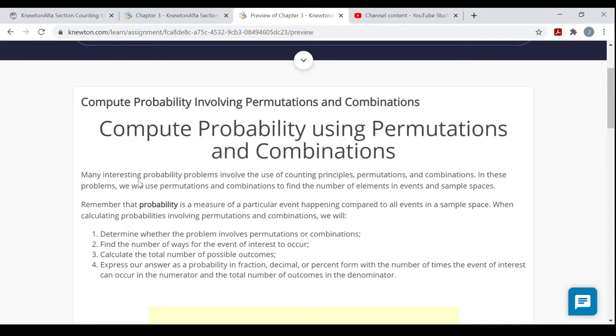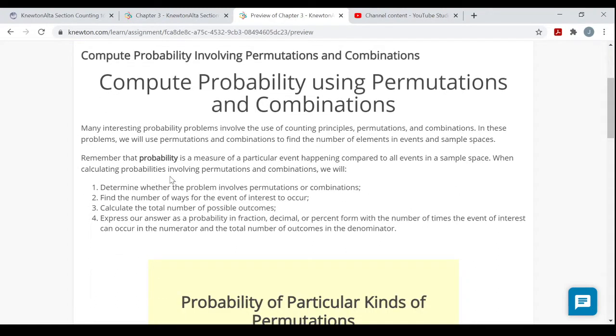Many interesting probability problems involve the use of counting principles, permutations and combinations. In these problems, we will use permutations and combinations to find the number of elements in events and sample spaces. Remember that probability is a measure of a particular event happening compared to all events in a sample space. When calculating probabilities involving permutations and combinations, we will do the following. Number 1, determine whether the problem involves permutations or combinations.